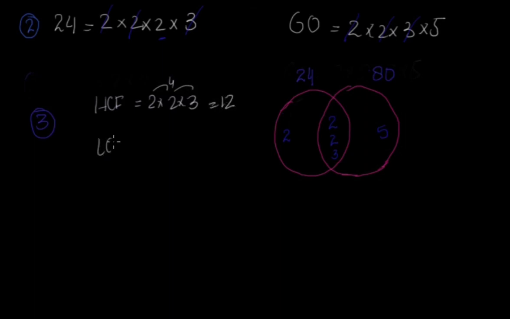And the LCM can be found by multiplying all these numbers. So that is 2 times 12 times 5, because you already know that 2 times 2 times 3 is 12. So 2 times 12 is 24 and 24 times 5 is 120. So you can say that the HCF of both numbers is 12 and the LCM of both numbers is 120.